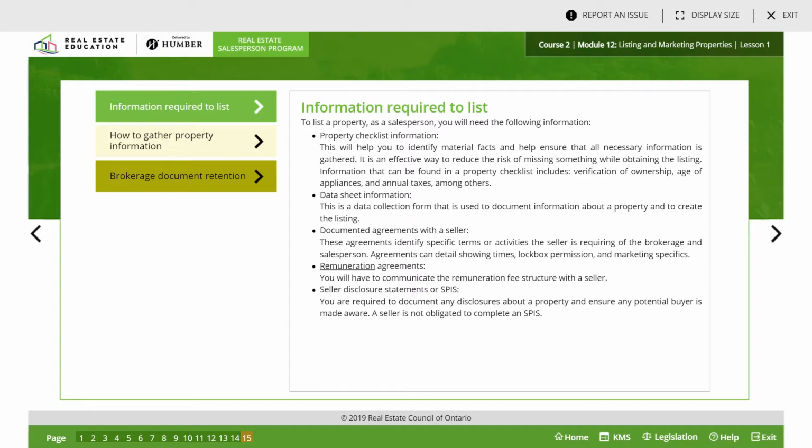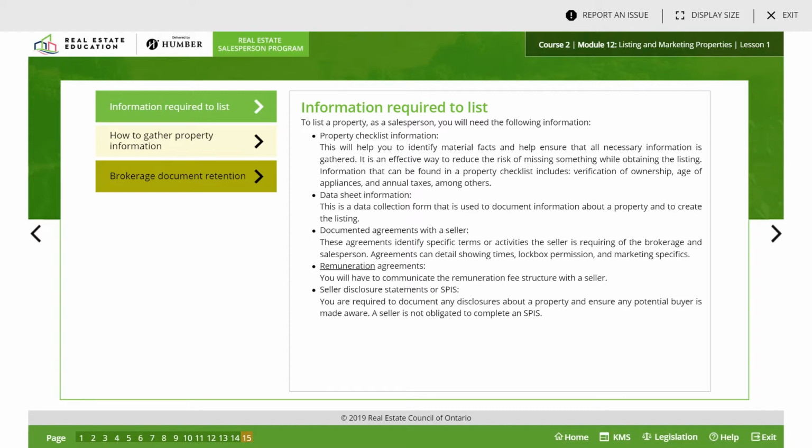Data sheet is a data collection form that is used to document information about a property or create the listing. Documented agreements identify specific terms or activities the seller is requiring of the brokerage and salesperson. Agreements can detail showing times, lockbox permission, and marketing specifics. Remuneration agreements: you will need to communicate the remuneration fee structure with the seller. Seller disclosure statements document any disclosures about a property and ensure any potential buyer is made aware.